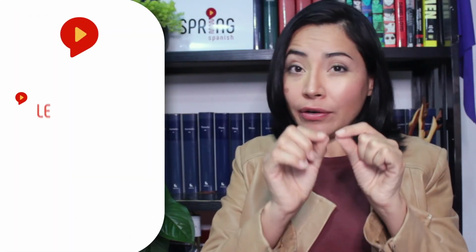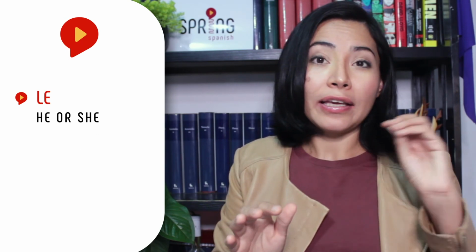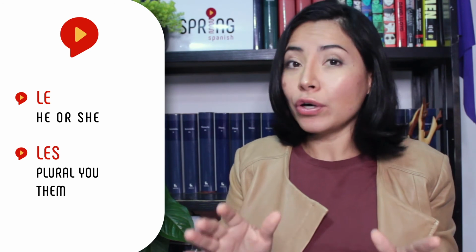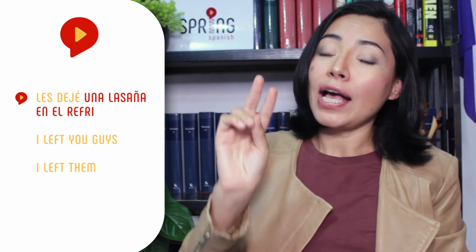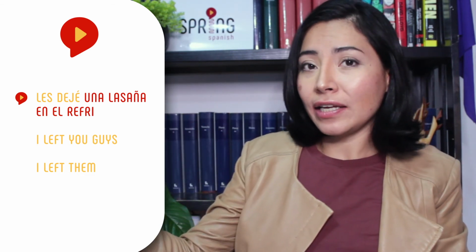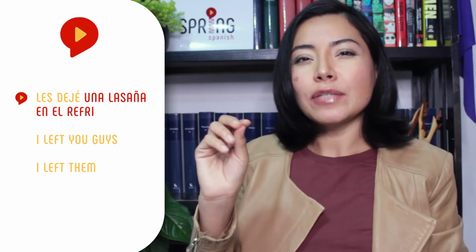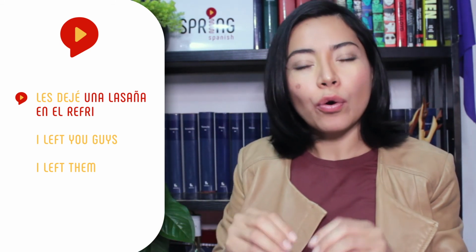Now, in many phrases, you will know who you're talking about with the context. I'm telling you this because you'll see that the word le, the indirect object pronoun le, can work for both a he or a she, while the pronoun les works for both plural you guys, and it also works for them. Sometimes we won't know, so it's necessary that we repeat it. Did you notice how we have been translating the phrase les dejé una lasaña en el refri as both I left you guys a lasaña or I left them a lasaña? It's because with this information we don't really know who we are talking about. We don't know who the lasagna is for. So we have to clarify.